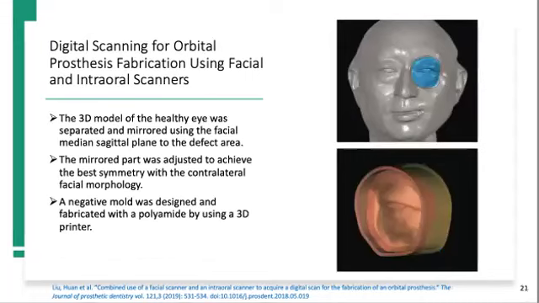Then the 3D model of the healthy eye was separated and mirrored to the contralateral side using the facial median sagittal plane. The mirrored part was adjusted to achieve the best symmetry with the contralateral facial morphology. And then a negative mold was designed from the scan on the defect area, the mirrored one. A negative mold was designed and fabricated with polyamide by using a 3D printer.